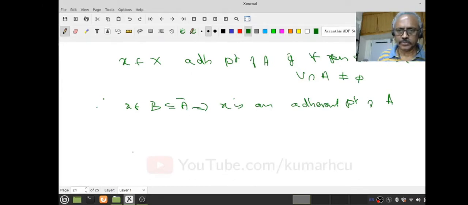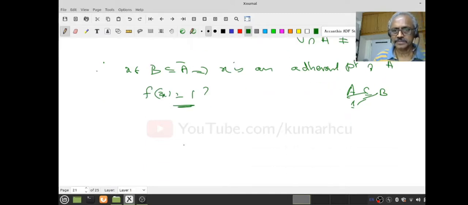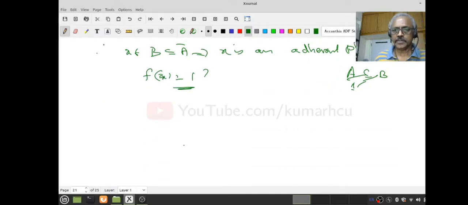So what do I want to prove? I want to prove f of x is a constant. Remember, A is already a subset of B and here it's a constant 1. Therefore, what should I prove? I should prove f of x equal to 1. Do you understand this? Very good. Right. How am I going to prove that? So I have to use that x is an adherent point. So how will I do that?